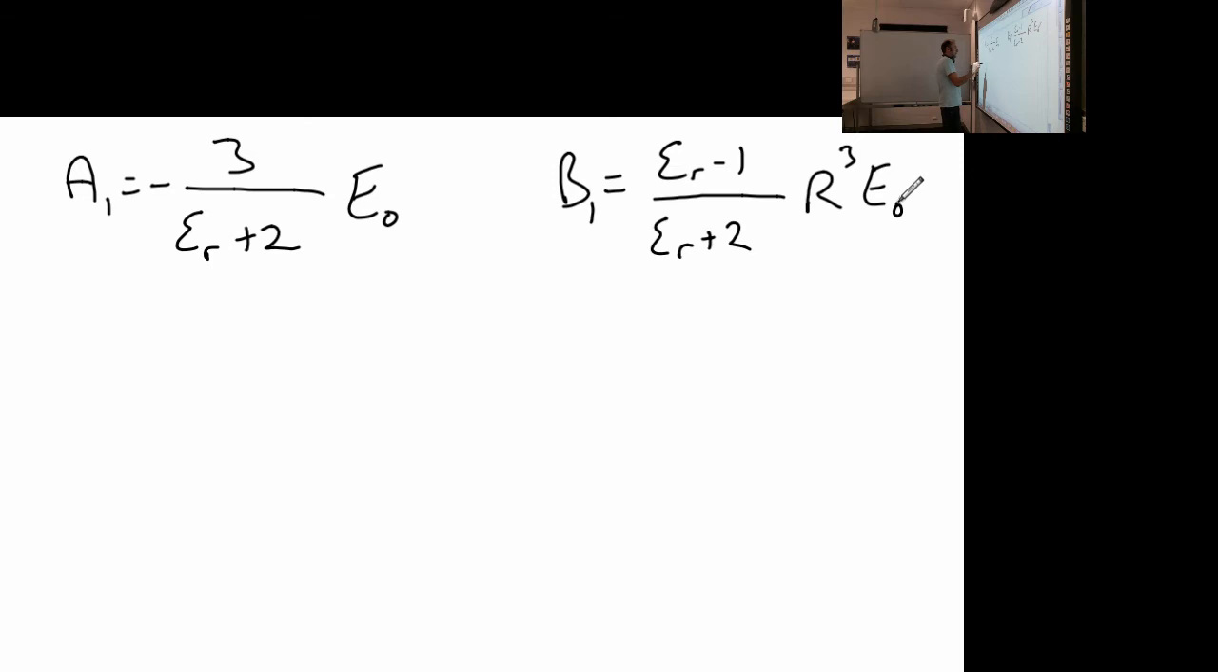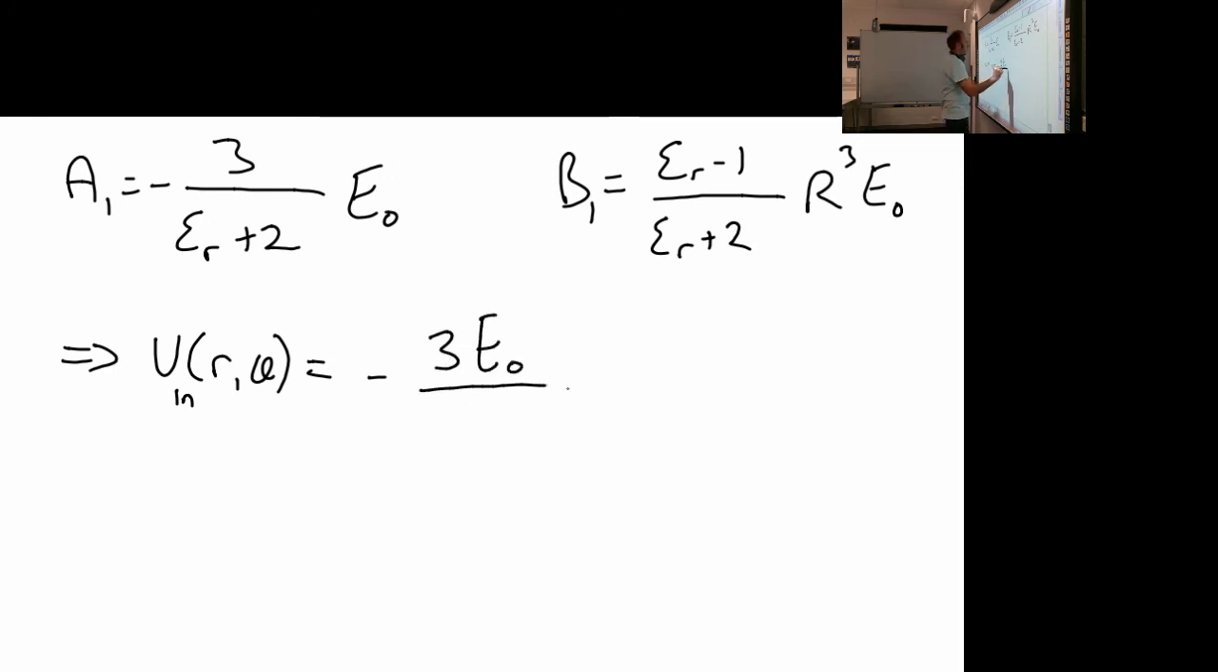Okay, so let's go back to what a potential inside is going to look like. This would be in R, theta. And what we're going to see is that for inside, when we have L is equal to 1, it will be equal to minus 3 E0 divided by epsilon_r plus 2 by R cos theta.